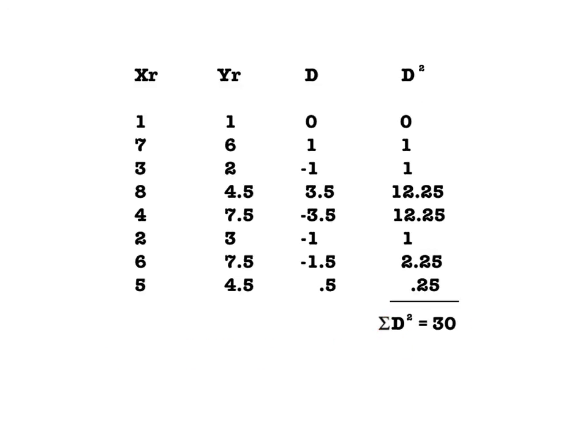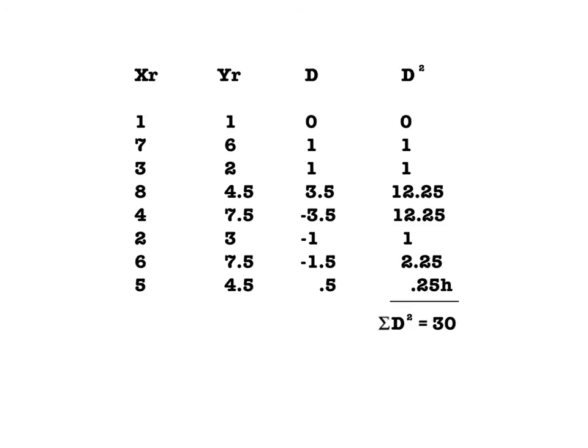Once we've rank ordered the observations, we no longer deal with the original observations. So you can see here that I've eliminated them. All that we have left are the rankings. From there, what we do is obtain the difference scores. We just subtract the Y rank from the X rank. In the first case, it gives us a 0. 7 minus 6 gives us a 1. 3 minus 2 gives us a plus 1.